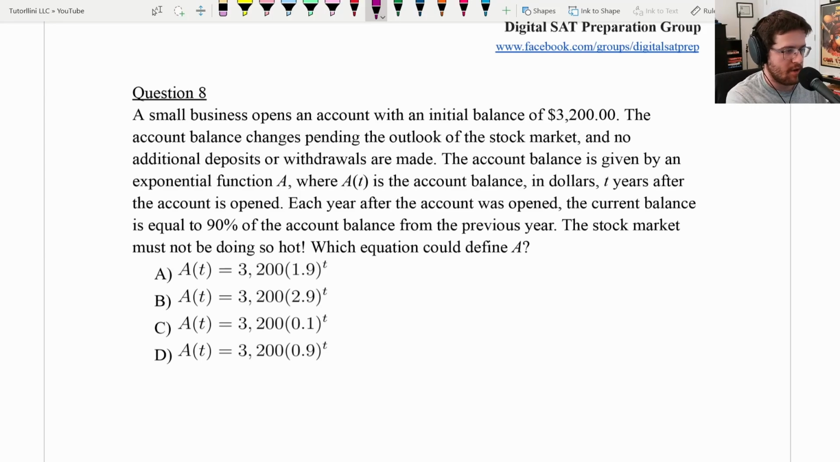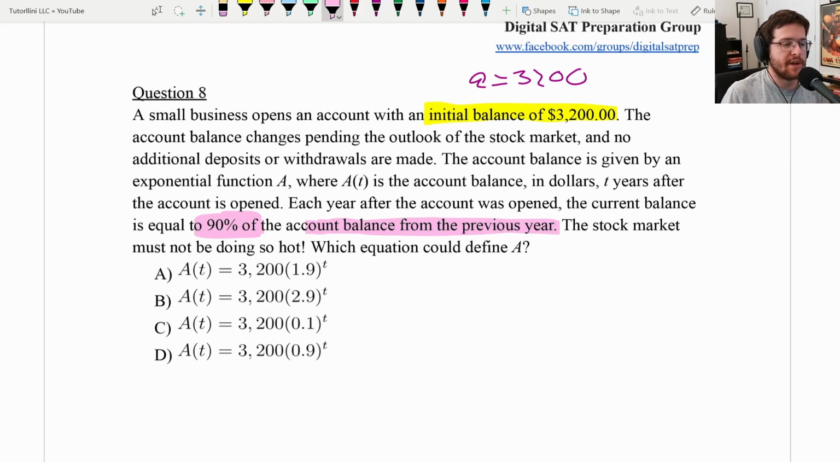Okay, question 8. So they tell us we have an initial balance of 3,200. That's the initial value, so a is equal to 3,200. Unfortunately, however, they all have an a of 3,200, so that doesn't really help us narrow it down. So the trick to this one is figuring out the multiplier, and it's a little confusing. It's a little different from the ones we've done so far. See how it says the current balance is equal to 90% of the account balance from the previous year. So each previous year amount is getting multiplied by whatever the multiplier is for 90% of.